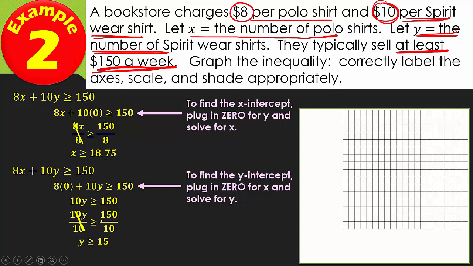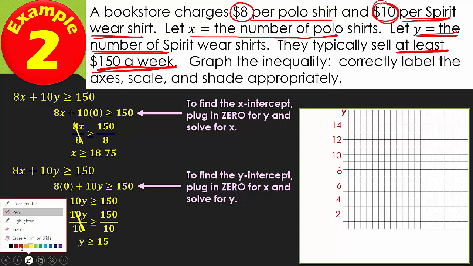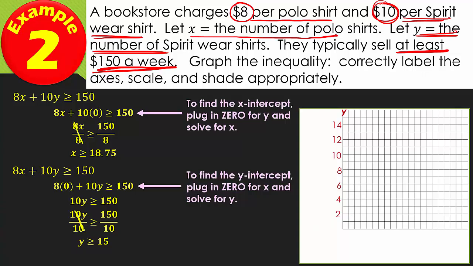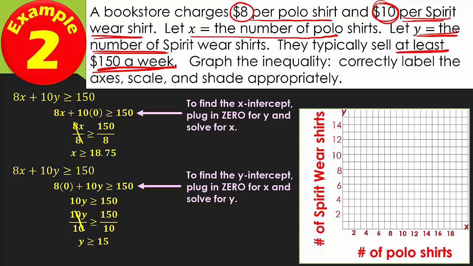So as far as the graph goes, we are going to have our y and our x. We're going to start off with our y, and we're just going to go up by 2 because the numbers are fairly small, so that makes it easiest. Notice I'm skipping lines, so this first line, even though it's not shown, is 1. We're only going to show every 2, so this side isn't cluttered with numbers. And for our x, we do the same thing, going up by 2, every other grid line. The x is the number of polo shirts, and y is the number of spirit wear shirts.